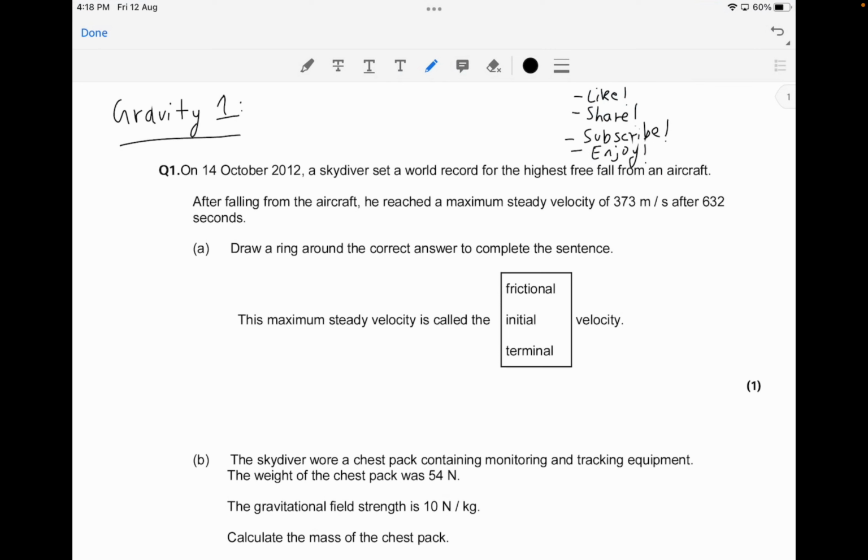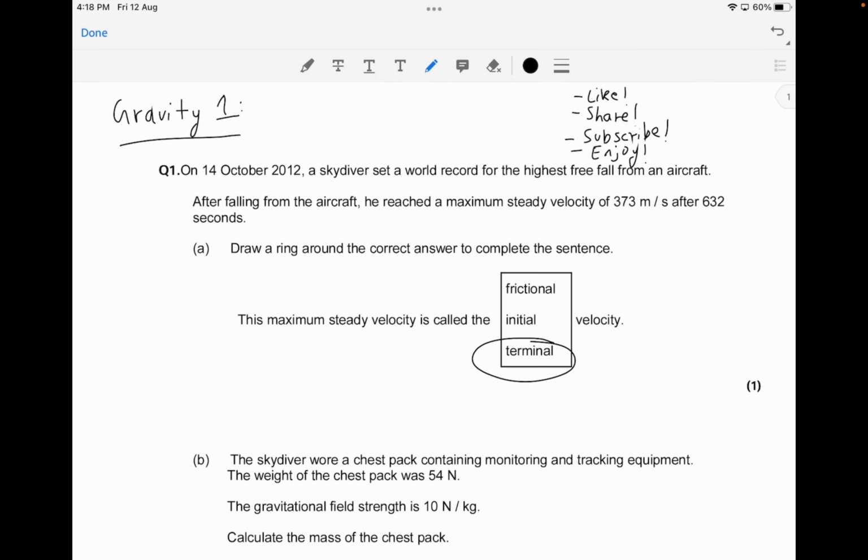Alright, so on 14th October 2012, a skydiver set a world record for the highest free fall from an aircraft. After falling from the aircraft, he reached a maximum steady velocity of about 373 meters per second after 632 seconds. Now we have to draw a ring around the correct answer to complete the sentence. This maximum steady velocity is also called the terminal velocity. That's what we're going to do.